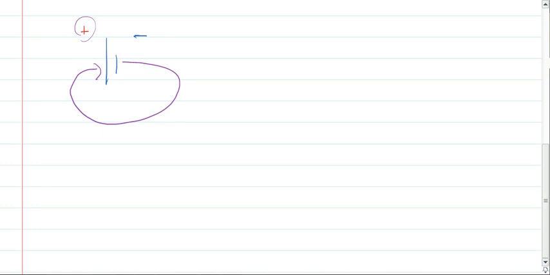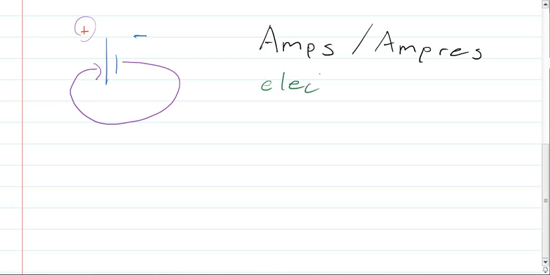So let's talk about amps. Amps, or amperes. Ampere is a long name. Amps is like an abbreviation. An amp is like the volume of electricity. So like liters per second, but it's really electrons per second.